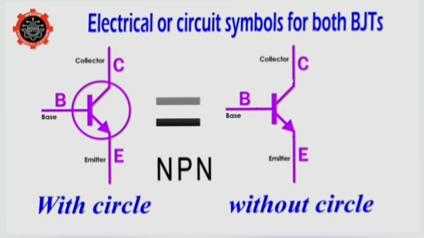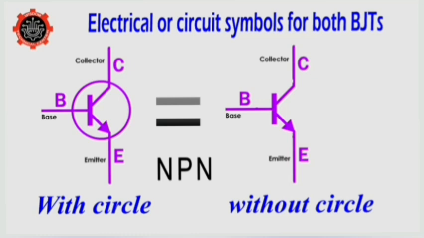For the NPN transistor, the arrow on the emitter points away from the center, not pointing in from the perimeter or the circumference of the circle. Whenever you see the arrow, that is the emitter part of the transistor. We have here the base and the collector, and the base is always in the middle.